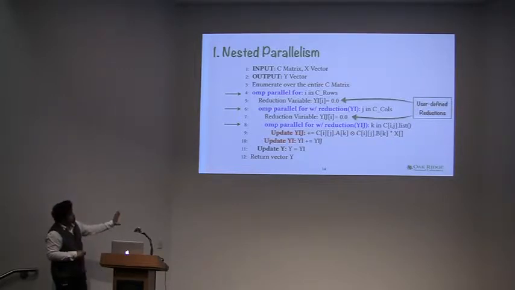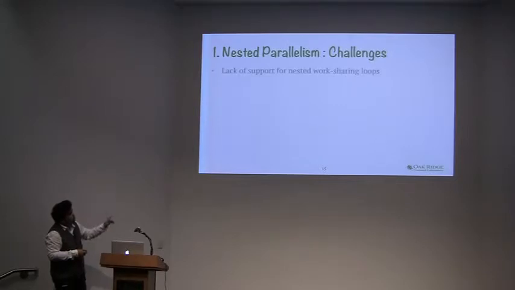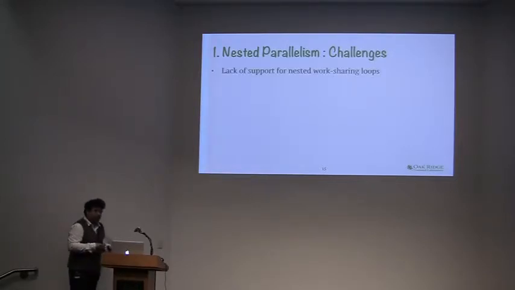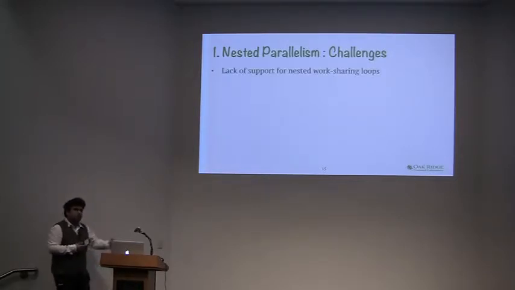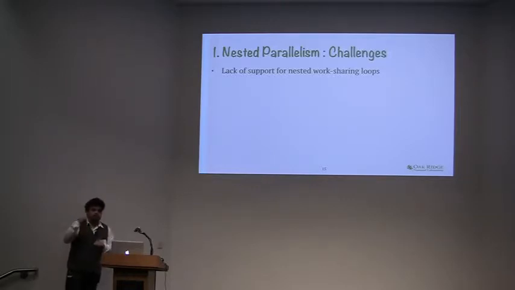So this is what the overall code looks like, and there are more snippets of code here that are not quite relevant to the kernel, that's why I'm not mentioning them here. But the challenges that we faced: currently we don't have any support for nested work-sharing loops, so you cannot have one OMP parallel region and then OMP for, OMP for, OMP for. It will not let you compile if you end up doing it that way.